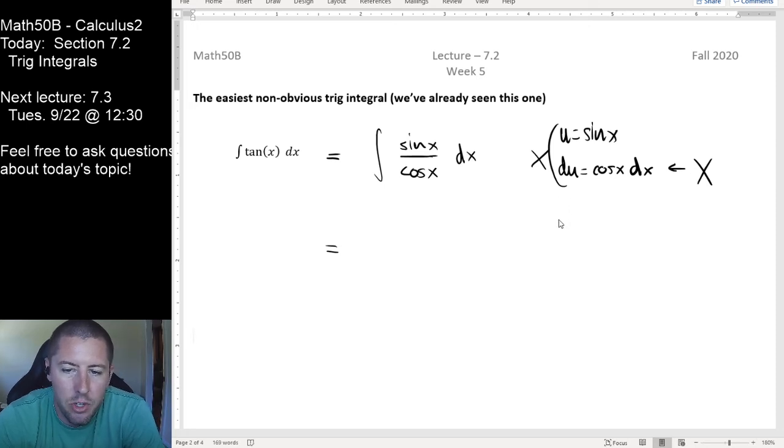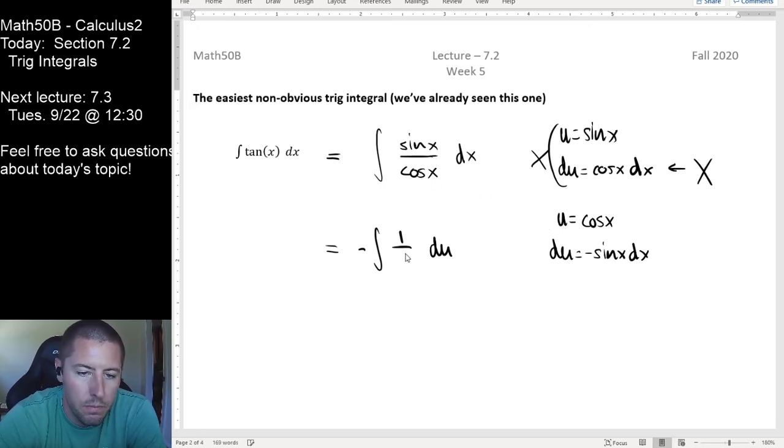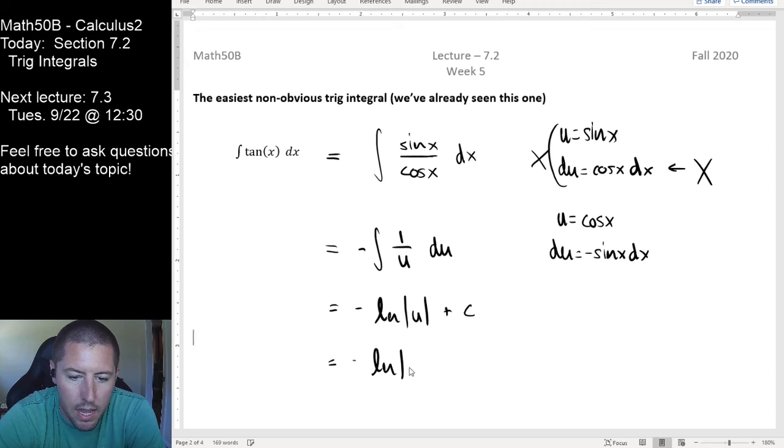Instead, I'll make my other u sub choice. I'm going to let u be cosine instead, and du then should be negative sine x dx. And this does work out because I do have a sine x dx as one collective term up here in the numerator. So I can rewrite this as, notice we're picking up a little negative that's extra, negative integral of sine x dx just becomes du, and 1 over cosine is 1 over u. This is a nice easy integral now. We get negative natural log of the absolute value of u plus c, and that gives us negative natural log of cosine.